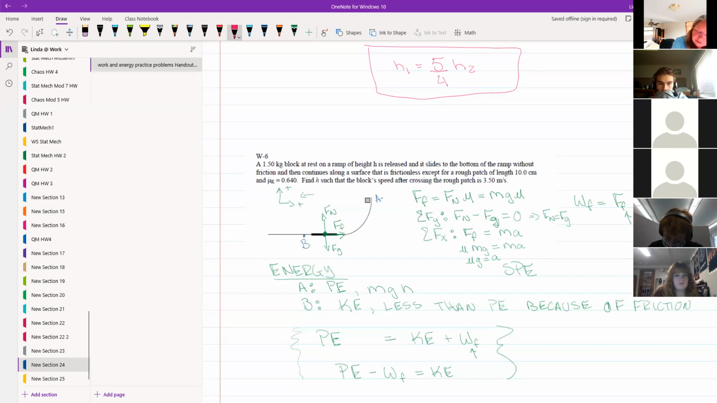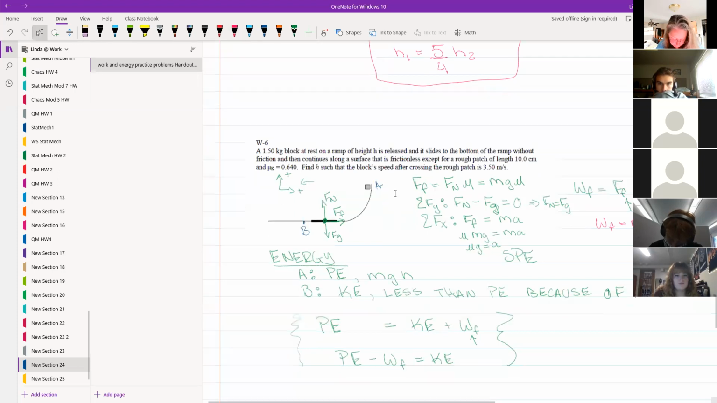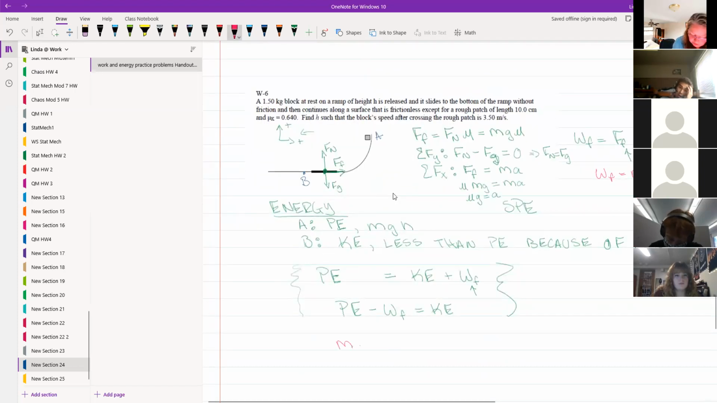So then I can write this in a different color, that the work from friction is going to be mg mu times whatever distance that patch of friction is. So I can come down here then and say, okay, so I have mgh minus mu mgd equals 1/2 mv squared. Now my masses cancel, totally legit. So I get gh minus, oops, I'm running out of time, mu gd equals 1/2 v squared.